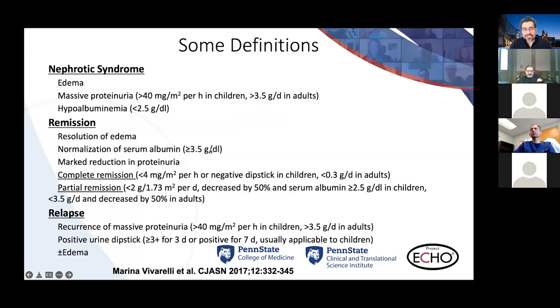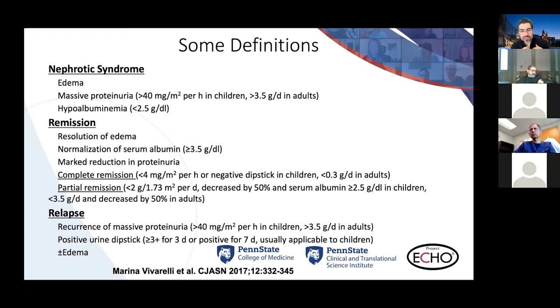So some definitions, and we just talked about all these definitions. Sometimes these definitions can become a bit confusing, so I would probably spend a few minutes to go through them. These are from this article by Marina Vivarelli, and I think there were similarities in UpToDate as well. This was a little detailed. Nephrotic syndrome, 3 things: edema, proteinuria more than 3.5 grams per day in adults, and in children more than 40 milligram per meter square.